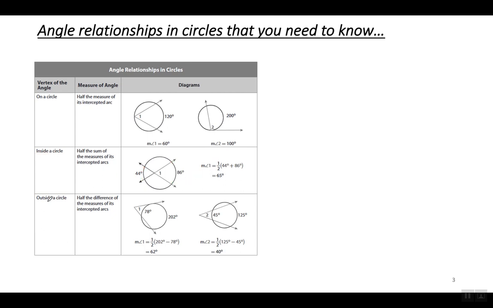And finally, if the vertex of the angle is outside of a circle, then the measure of the angle is half the difference of the measure of its intercepted arcs. So for angle 1 here, the measure of its angle would be half the difference. You have to subtract the two intercepted arcs. So you would do 202 minus 78, and whatever it gives you, get half of that.